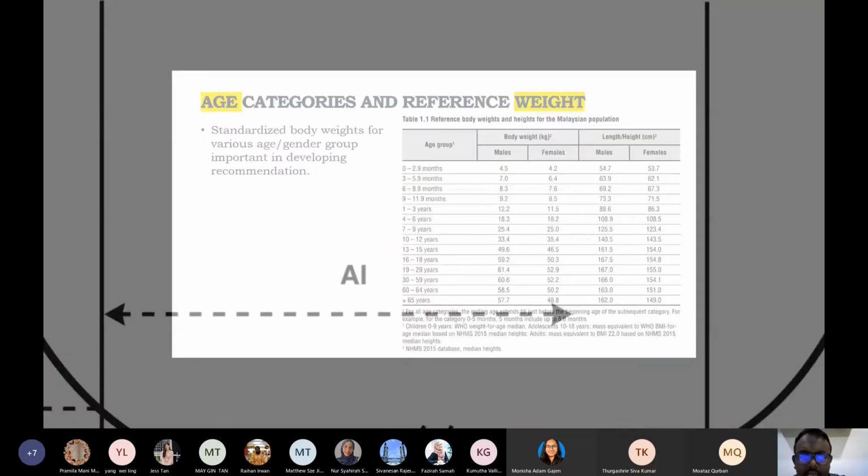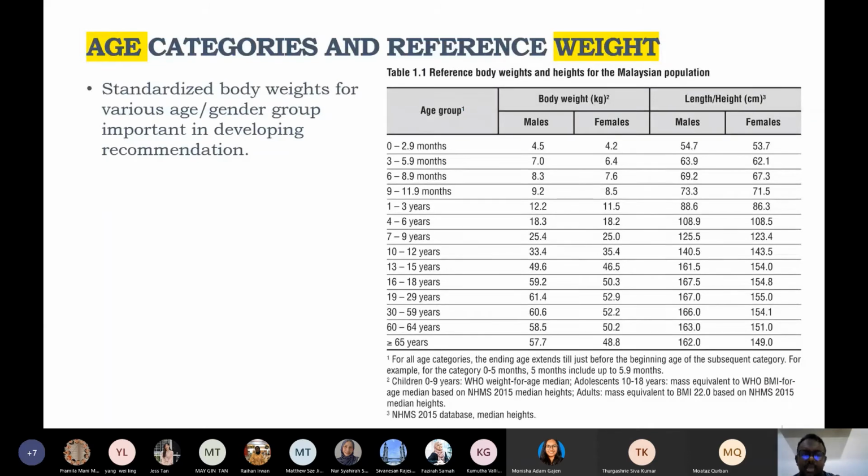So in determining the RNI, we use standardized age categories and reference weight. So for the Malaysian population RNI, this is the age group and also the reference weight used when developing the recommendation. Okay, so for all age categories, the ending age extends till just before the beginning of the age of the subsequent category. So you can see that 3 months until 5.9 months, and then the next age category starts at 6 months. Okay.